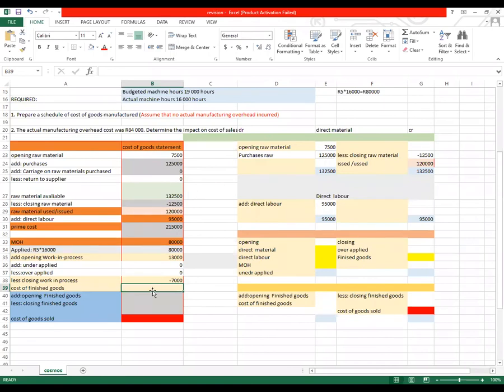How to get our cost of finished goods, guys? You should know your formula. How to get the cost of finished goods that is going to be transferred into finished goods. We're going to say 80,000 plus 13,000 minus 7,000. Plus how much? 13. Minus 7,000 only.